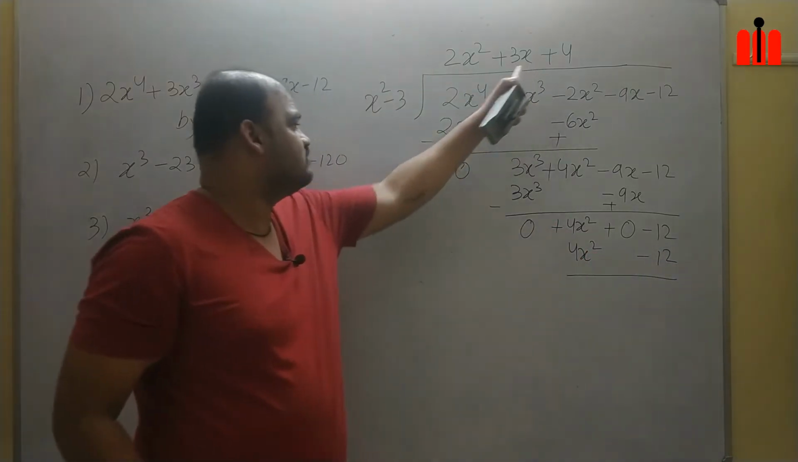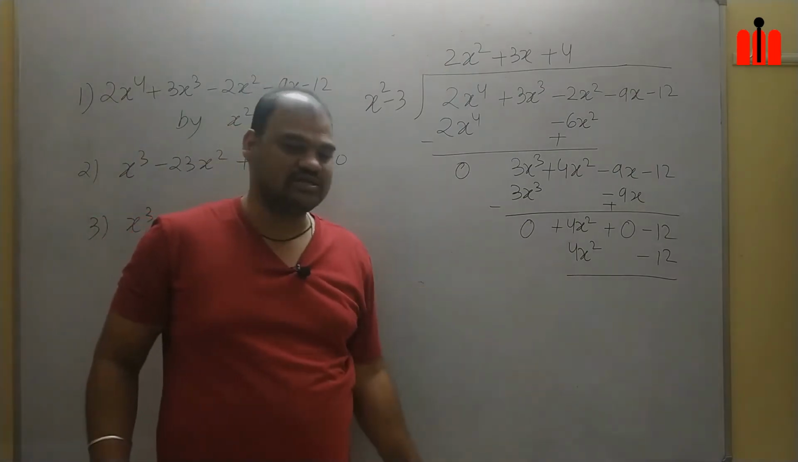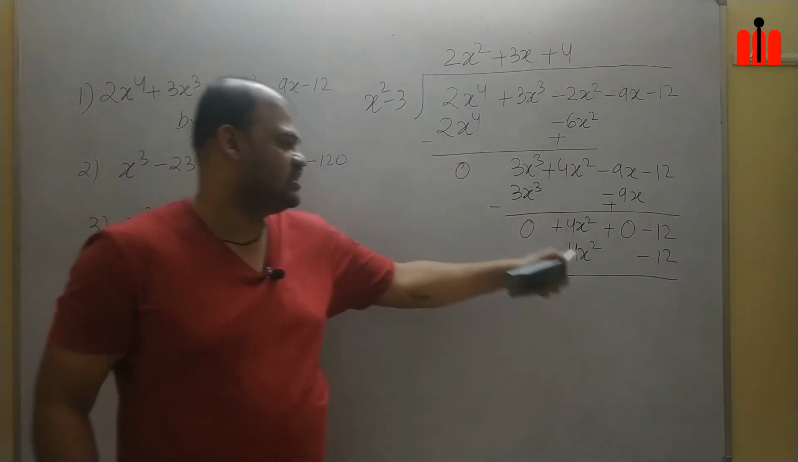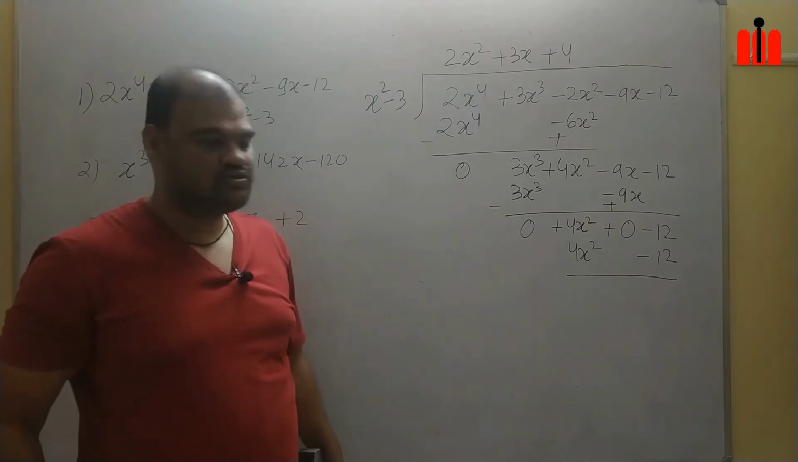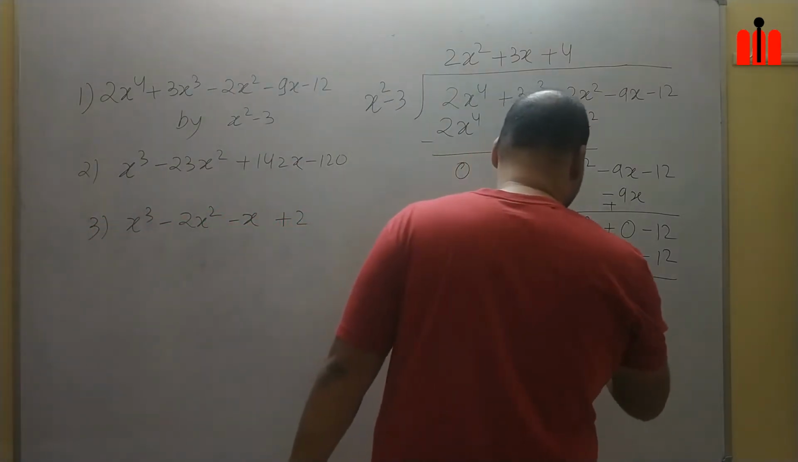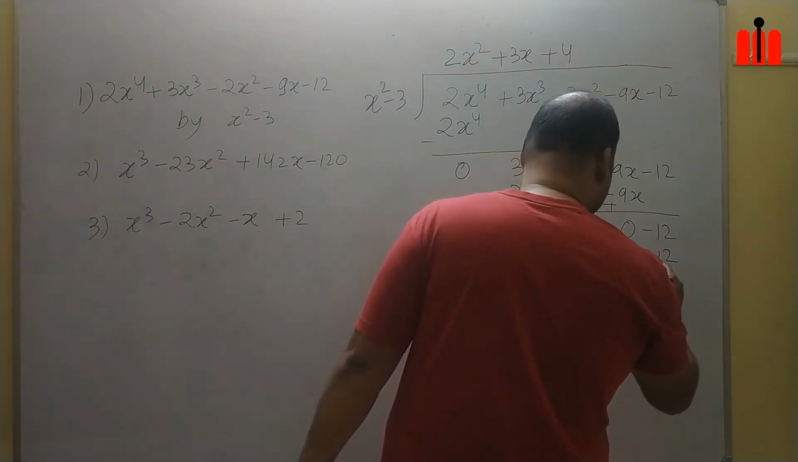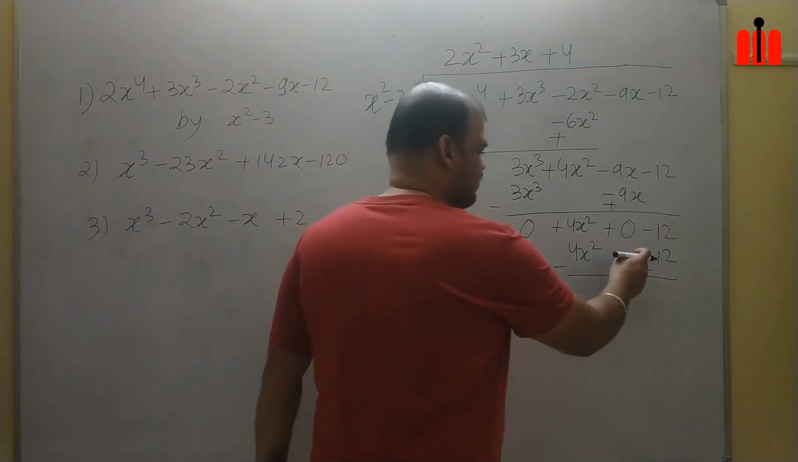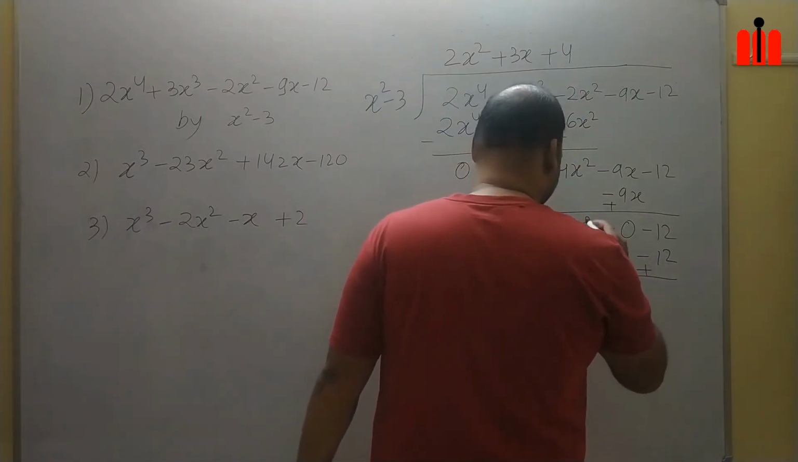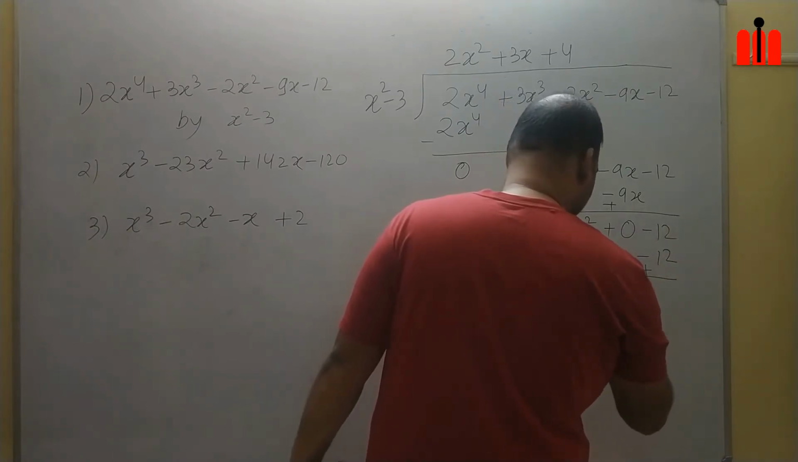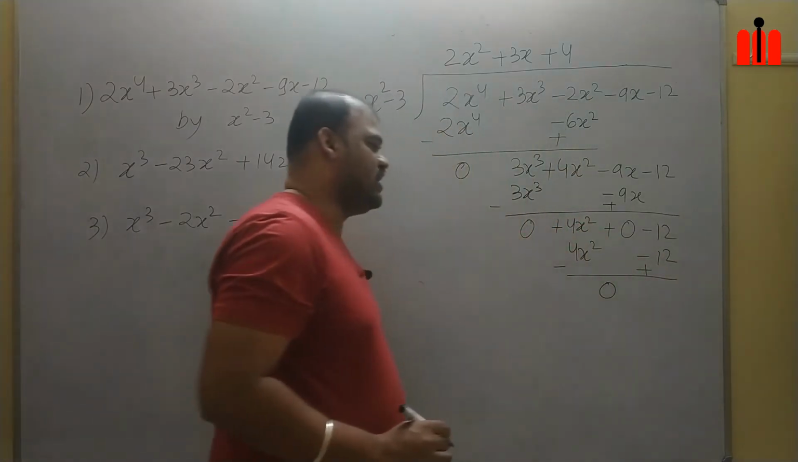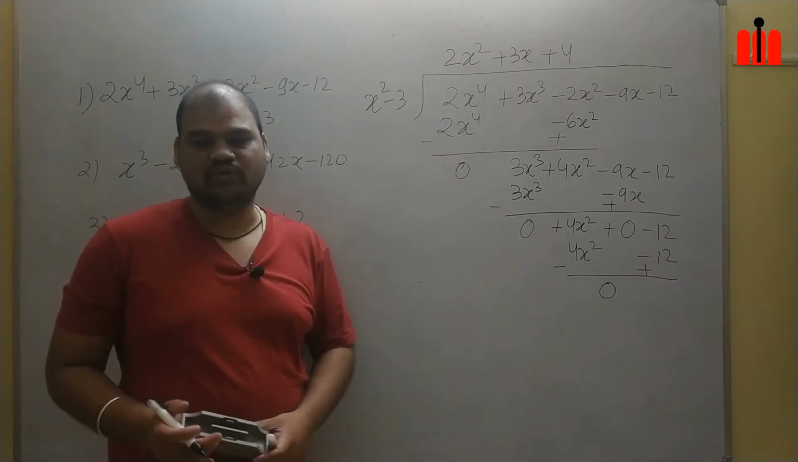4 is multiplied with x square, so you will get 4x square, and 4 is multiplied with minus 3, then you will get minus 12. Here you are going to subtract these two. So this will become minus, and minus and minus becomes plus. The 4x square cancels, and the minus 12 cancels, so you will get 0.